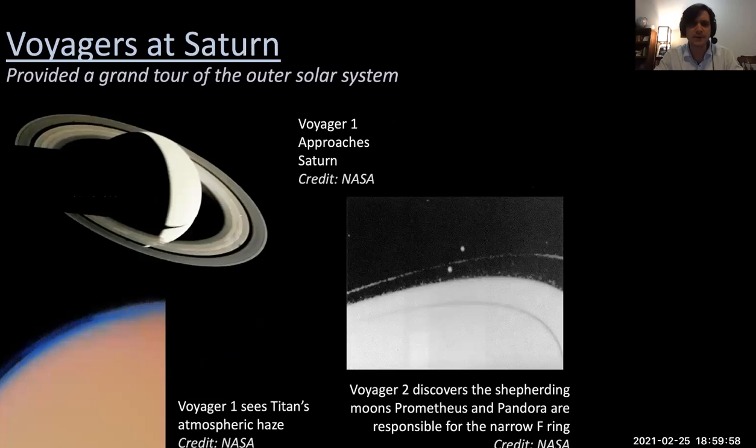Voyager's at Saturn, some pretty cool discoveries. And here it's at its approach. We get to see some of the rings up close for the first time. So we're discovering new rings.